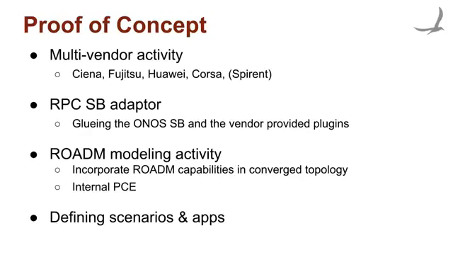So we're taking, in a way, baby steps to come up with a ROADM model that works for the proof of concept, that is compatible with multiple vendors, and that allows ONOS to remain scalable and do its packet optical, its multi-layer optimizations. And then lastly, we're also working, again in conjunction with the partners, on defining the scenarios and which apps will really be running. Next slide, please.